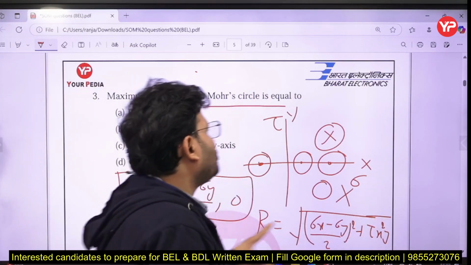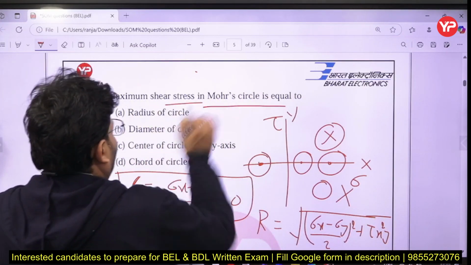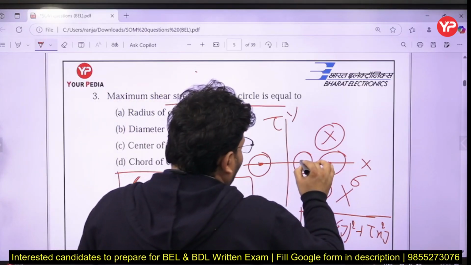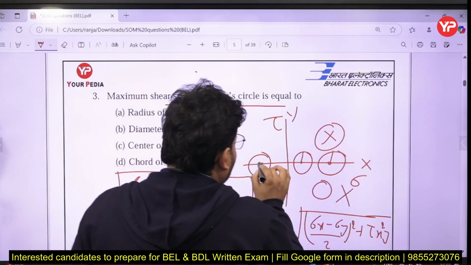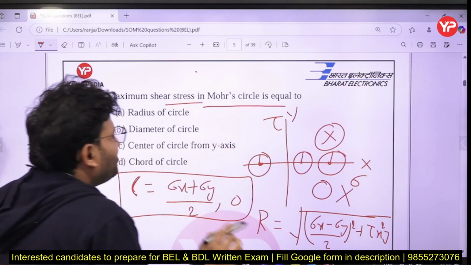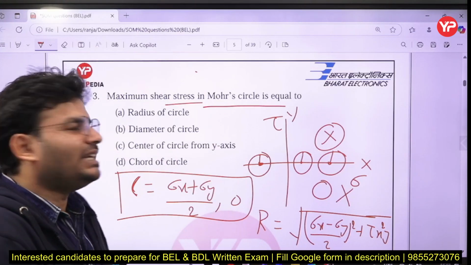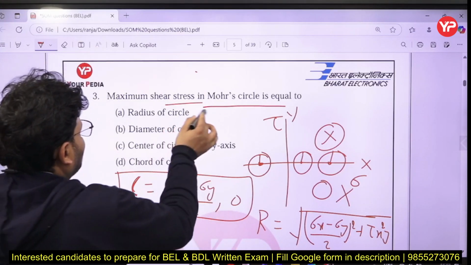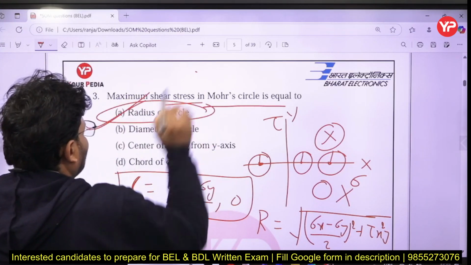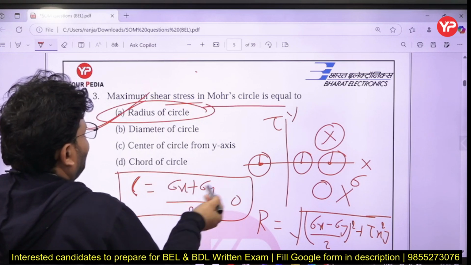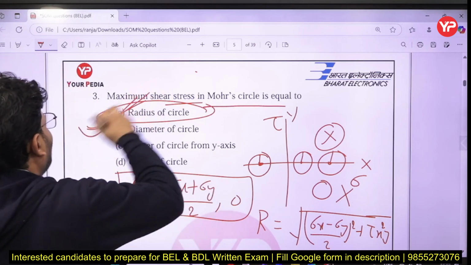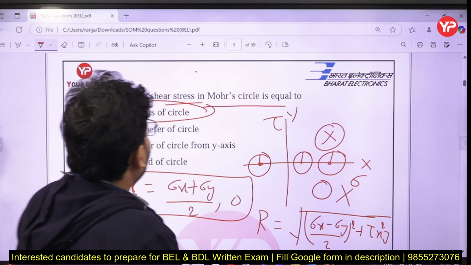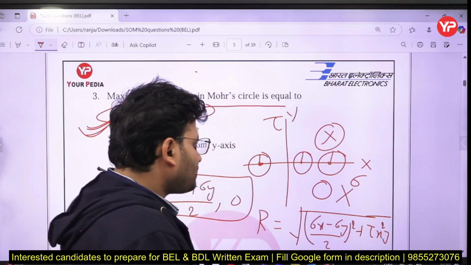Now come to that question: the maximum shear stress. The maximum shear stress is basically the radius of the circle. So A is the right answer. It is not the diameter of the circle, nor the center of the circle from the y-axis. The correct answer is the radius of the circle. This is the maximum shear stress.